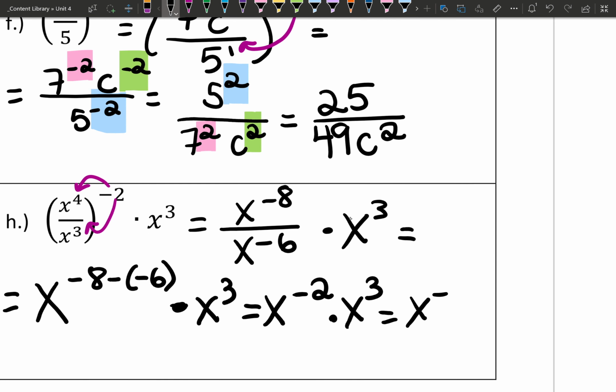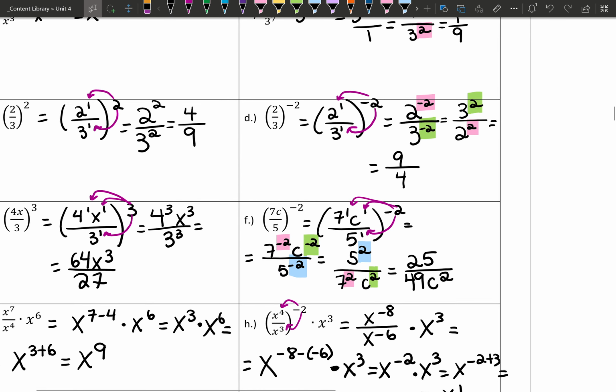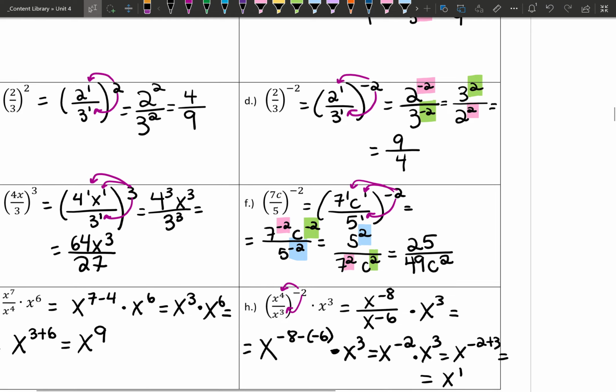We're going to finish that up by adding, and that gives us x to the power of 1. Wow, that was a lot just to get x to the power of 1. All right, not too bad. A lot of writing, but not too bad.